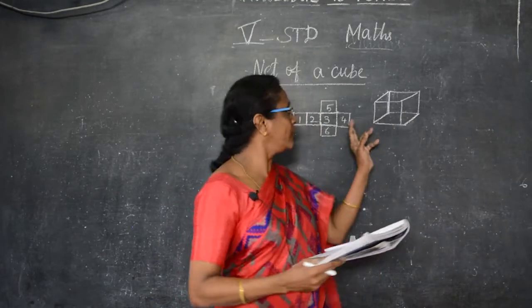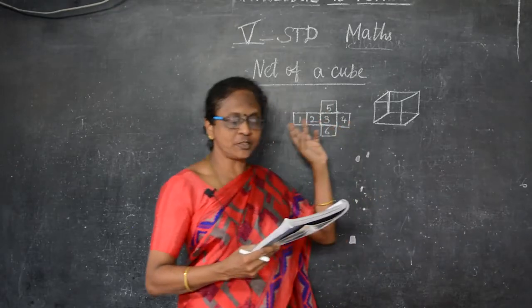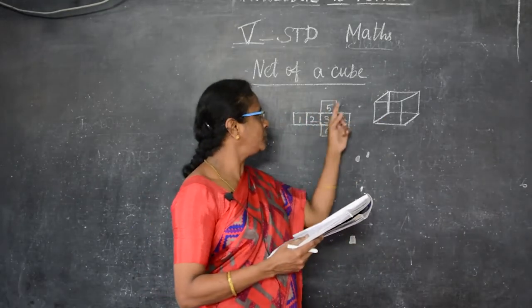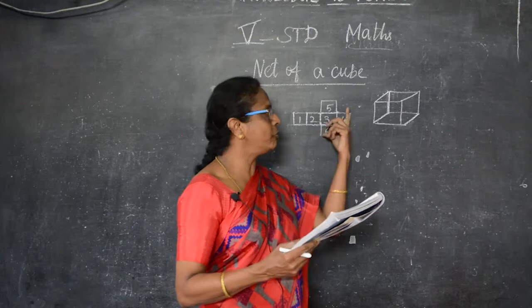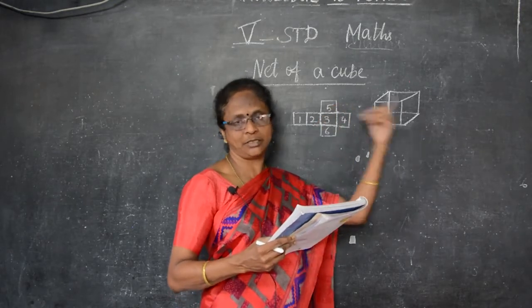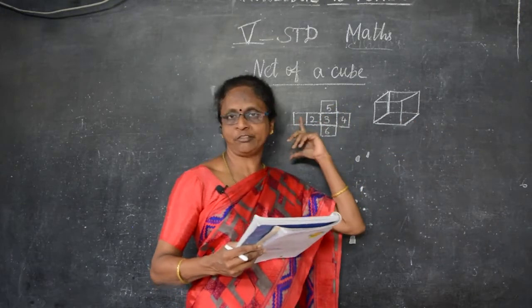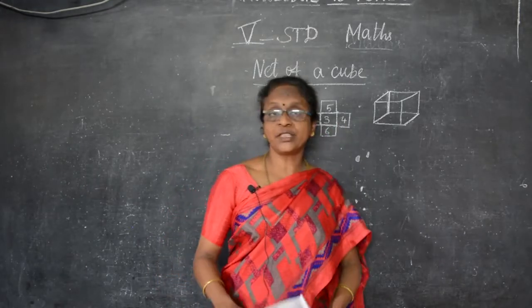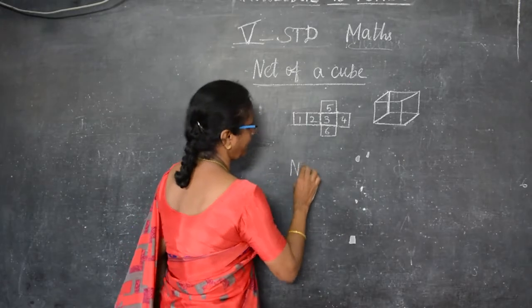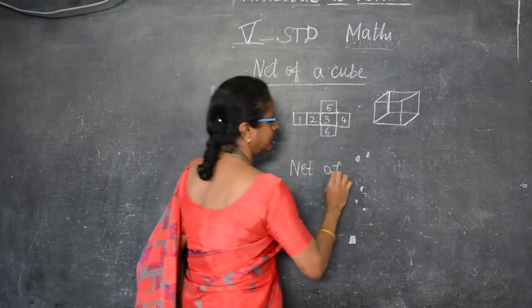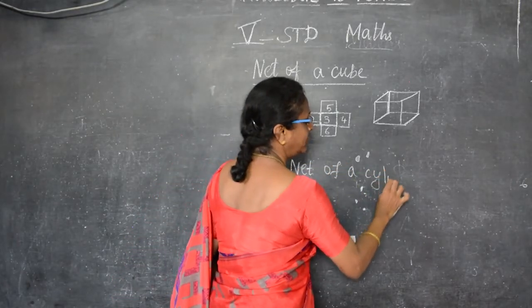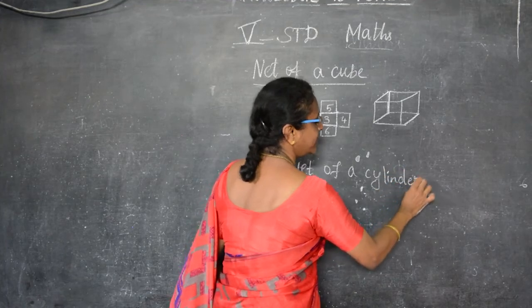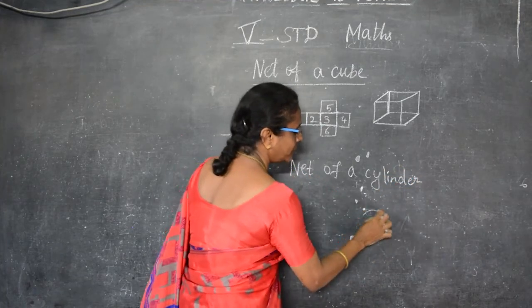So fold squares along the dotted lines. Hence how many? 6 equal squares, 1 2 3 4 5 6 equal squares will form the net of a cube. This is the cube. Already I showed you the net of a cuboid. So this is the net of a cube. Now the next one is the net of a cylinder. You know the cylinder. You see the cylinder in your house, and the shape of the cylinder is like this.